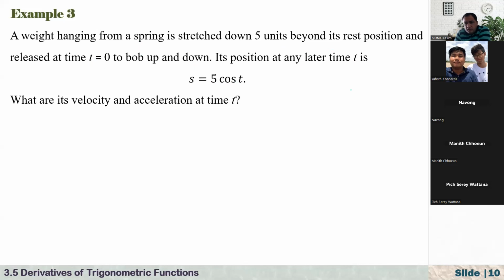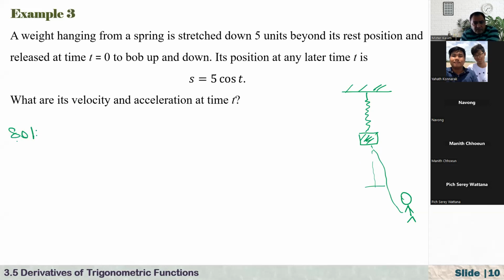So what's going on here? We are attaching a weight to a spring, and this one is the initial position. You pull the weight down, stretching the spring, and after that you just leave it. Then it starts bobbing up and down, up and down. So what are its velocity and acceleration at time t?